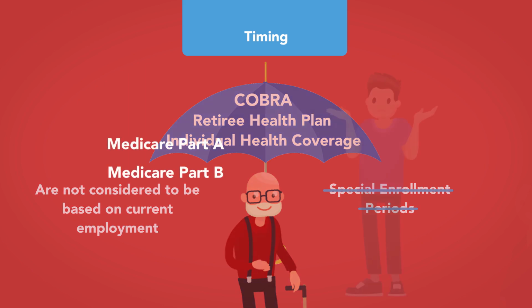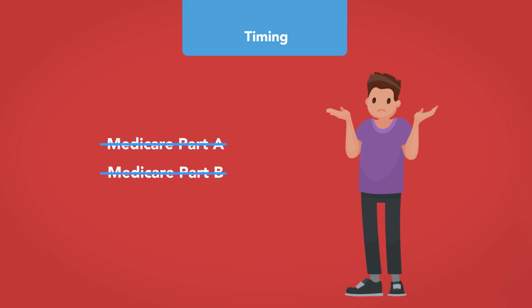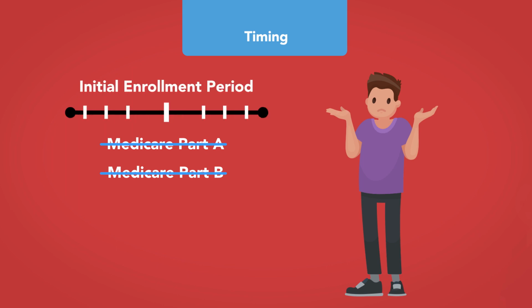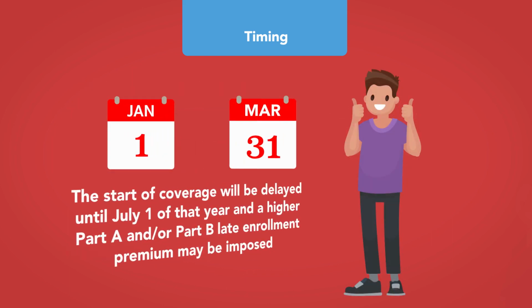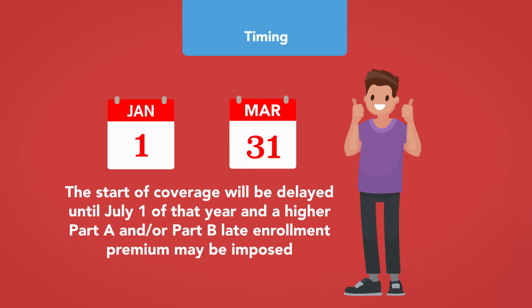People who do not sign up for Parts A and or Part B during their initial enrollment period and do not qualify for a special enrollment period can sign up between January 1st and March 31st each year. The start of coverage will be delayed until July 1st of that year, and a higher Part A or Part B late enrollment premium may be imposed.